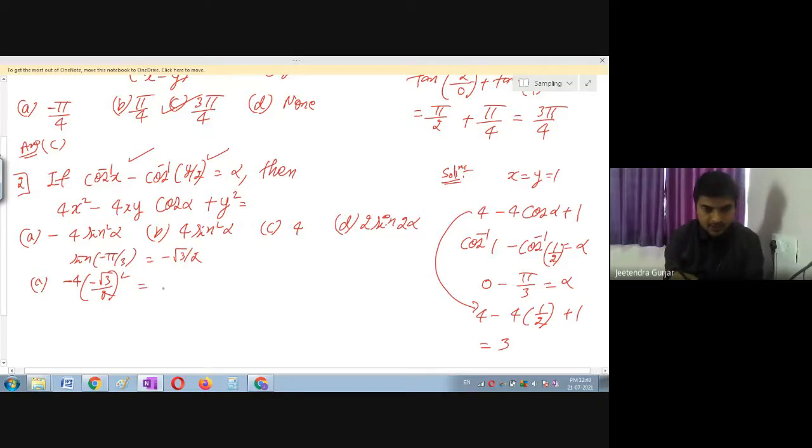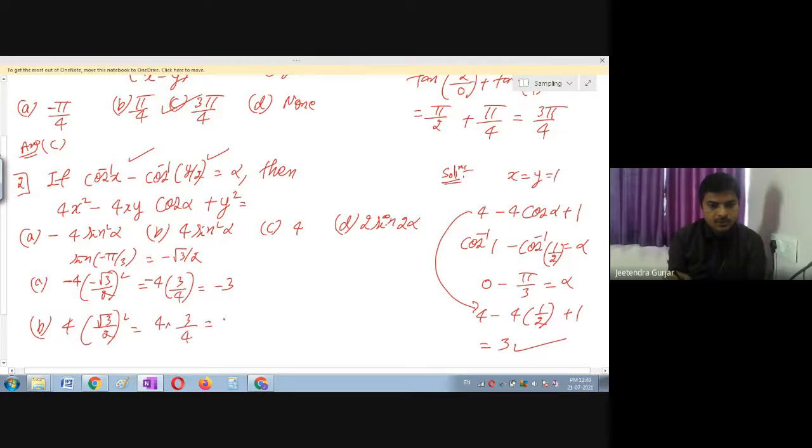So are you getting 3 as the answer? Here it is going to become plus. So this is minus 4 into 3 upon 4, we are getting minus 3. But what we want, it should be 3. So go for B1. Easily you can see now this is 4 into root 3 upon 2 square. So we can just take here 4 into 3 upon 4 which is 3.